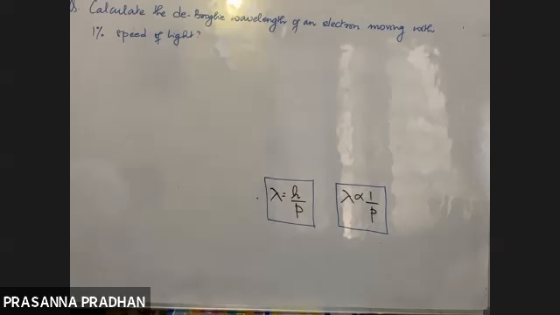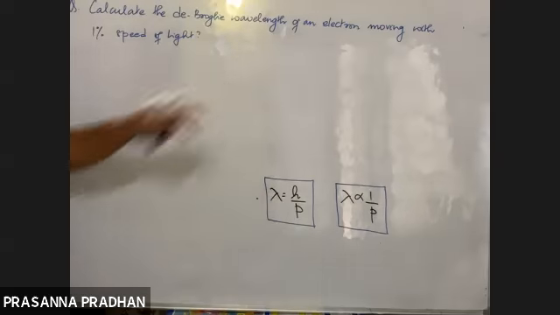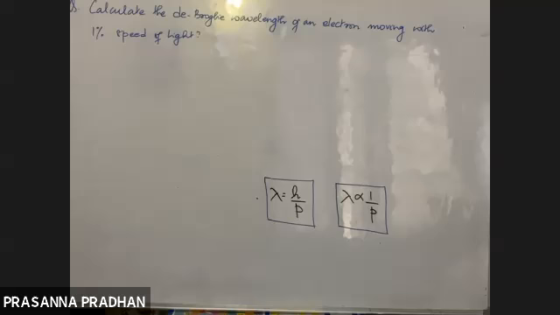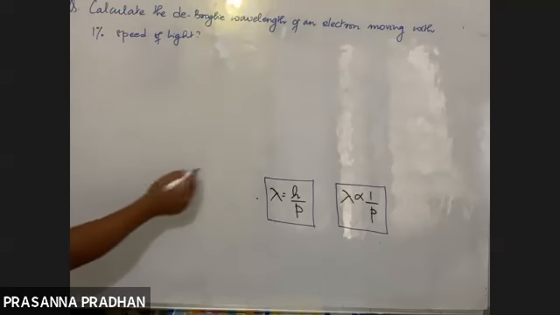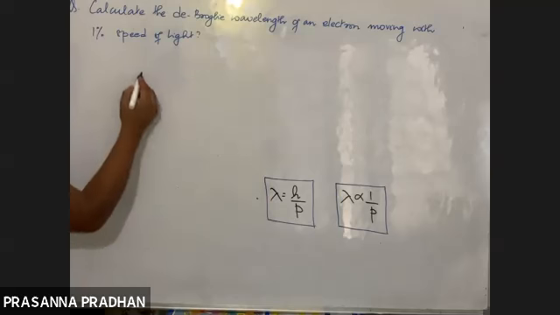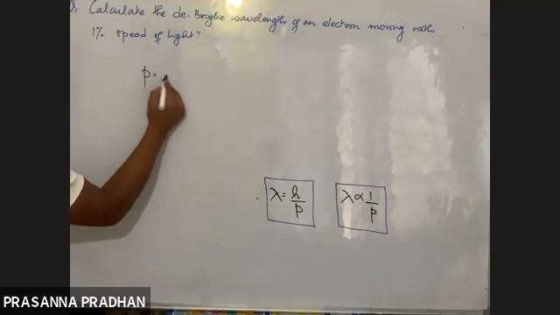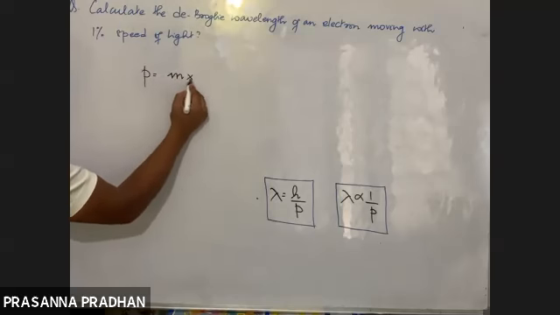Okay. So calculate the de Broglie wavelength of an electron. We are supposed to calculate lambda of an electron moving with 1% the speed of light. Now lambda is equal to h by p. What is p? Momentum. What is momentum? Product of mass into velocity.